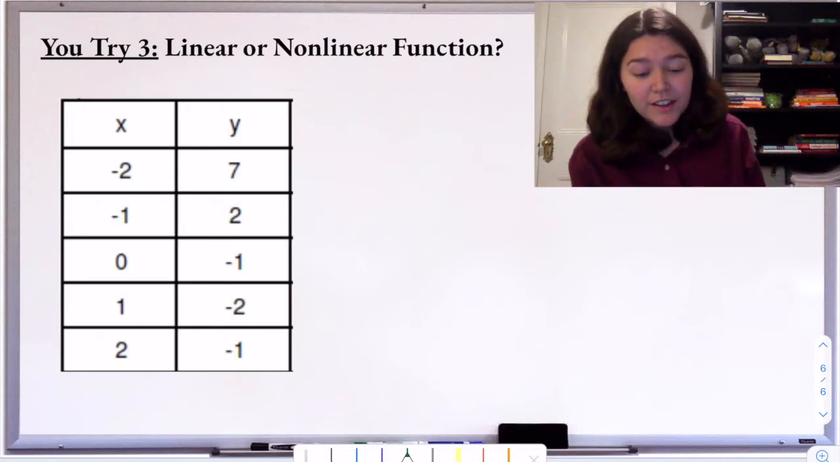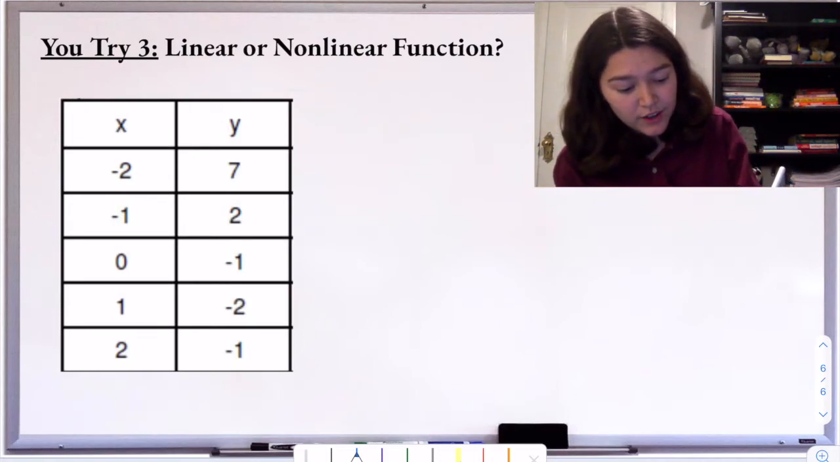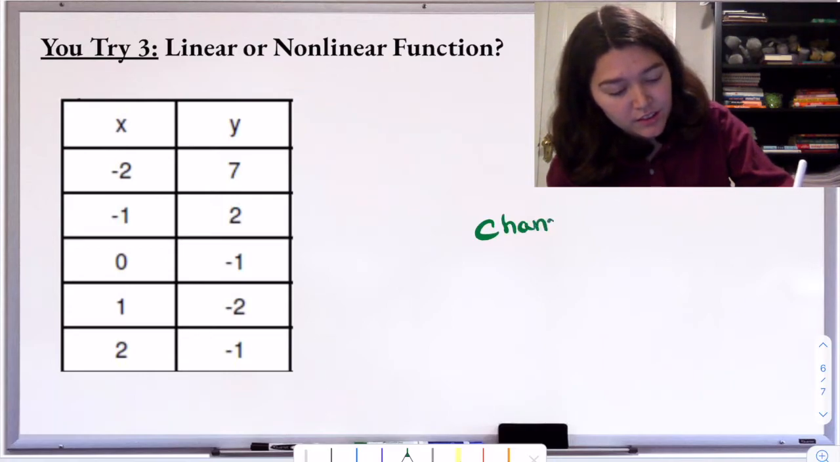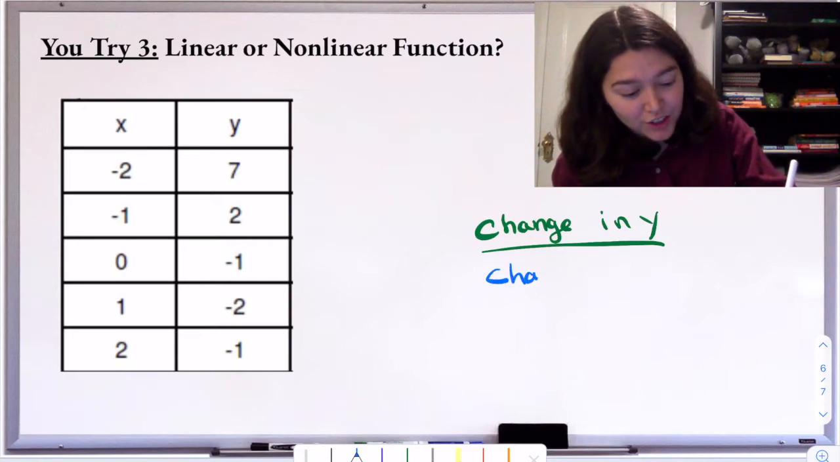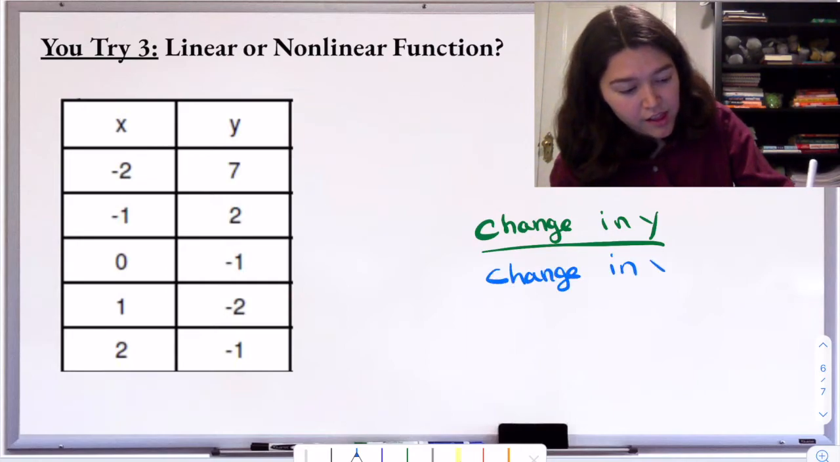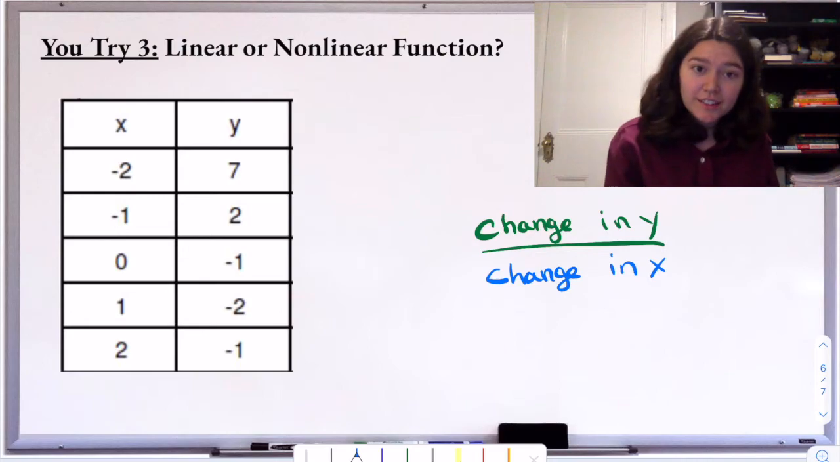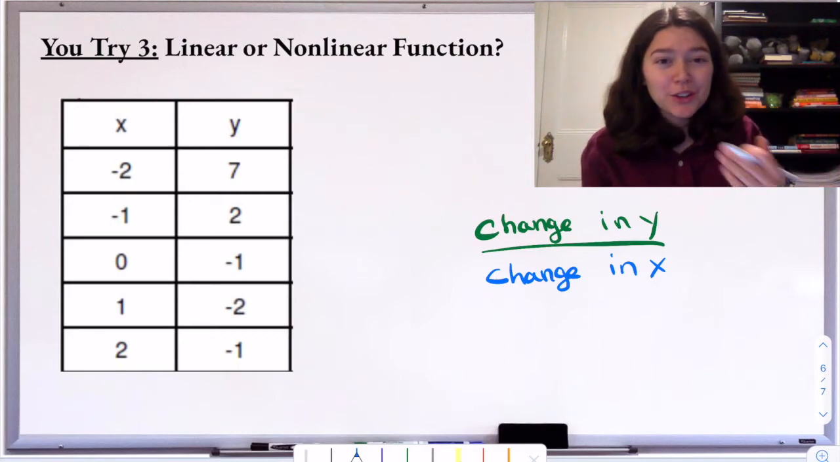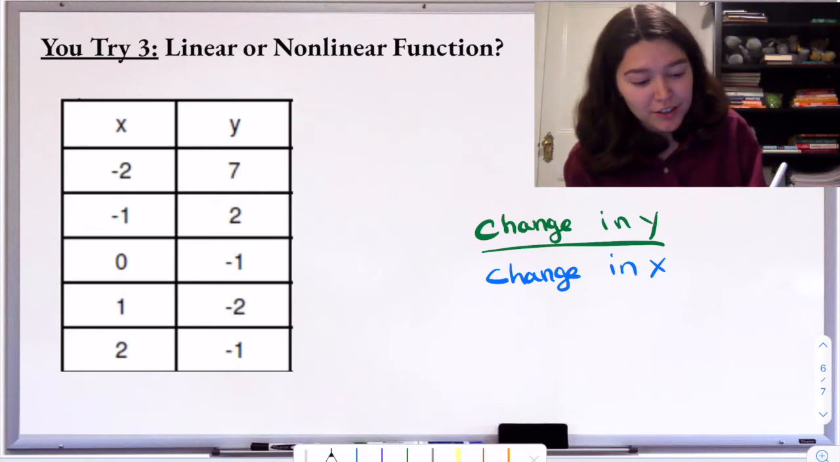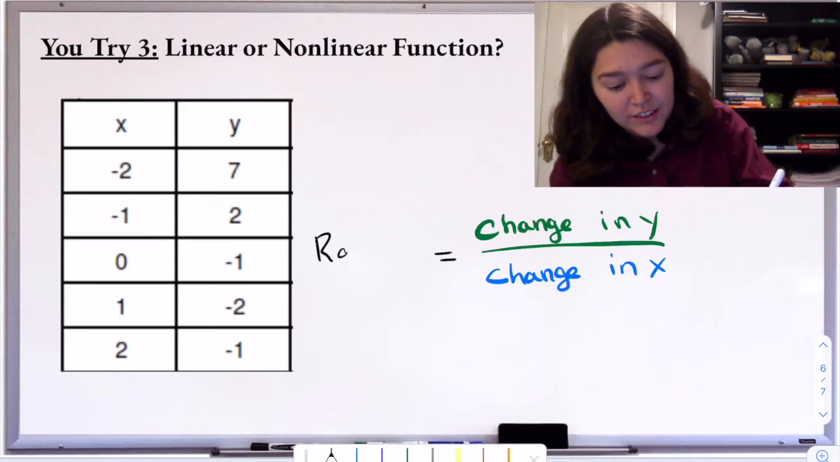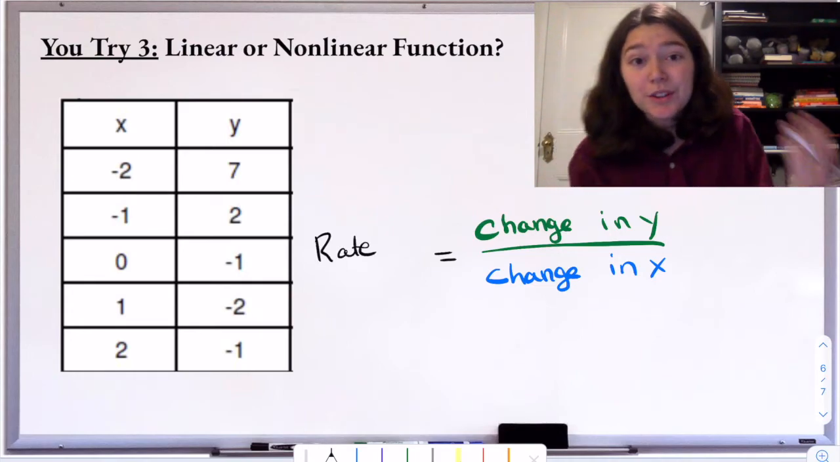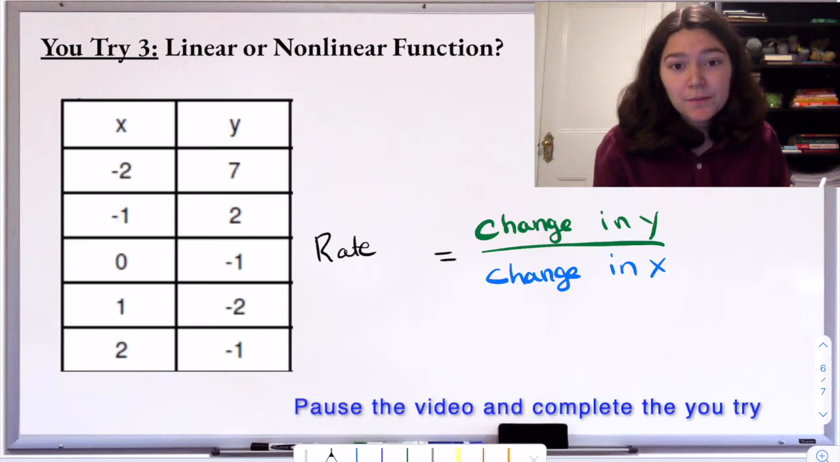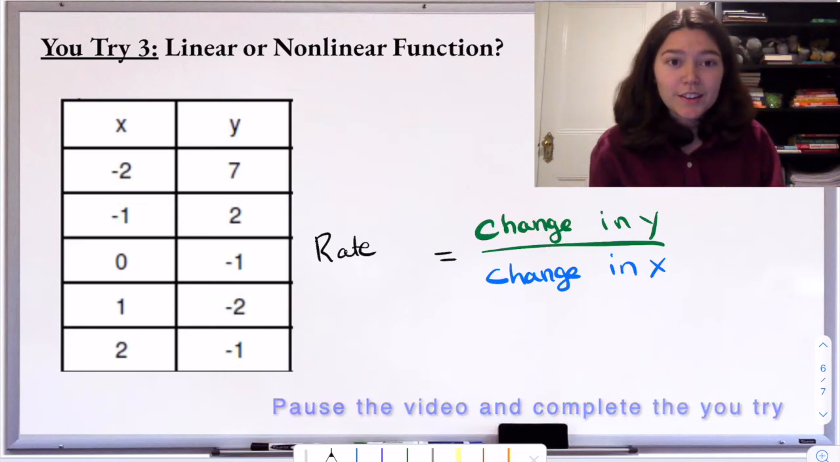Remember, you want to find the change in the y divided by the change in the x. And then that's going to be your rate of change. And if it's constant for all of them, then we have a linear function. And that number that you get for each of them is your slope. But if we don't get the same thing when we find that rate of change, change in y divided by change in x, for each of them, then we will not have a linear function. It will be nonlinear. Okay, so is this linear or nonlinear?